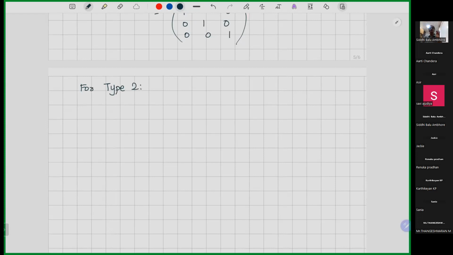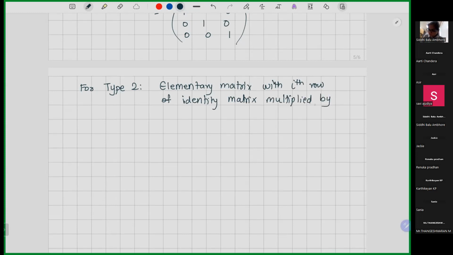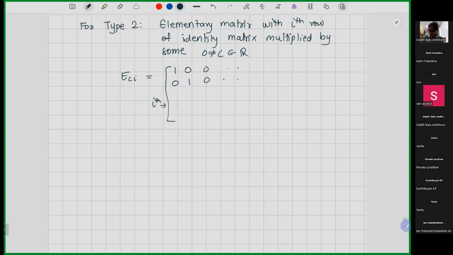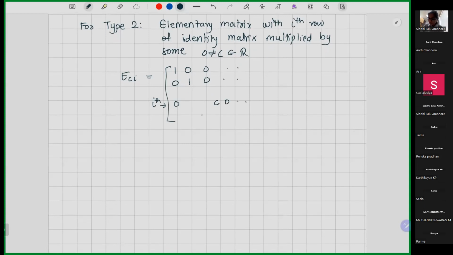So type 2 is what? Elementary matrix with the ith row of the identity matrix multiplied by some non-zero C. So what it is of this form: 1, 0, 0, and so on, 0, 1, 0, and so on, and in some ith row, I have 0, 0, 0, and this C, 0 again, and the rest are just 1, 1, and so on, like an identity matrix.